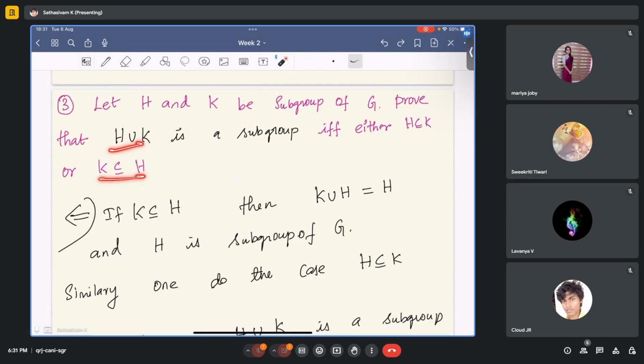So the union is a subgroup if and only if one of them is contained in the other: either H is contained in K or K is contained in H, then it's a subgroup. Otherwise, it is not a subgroup.